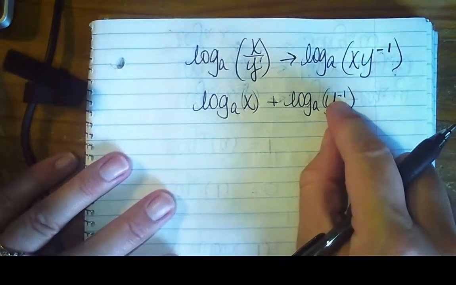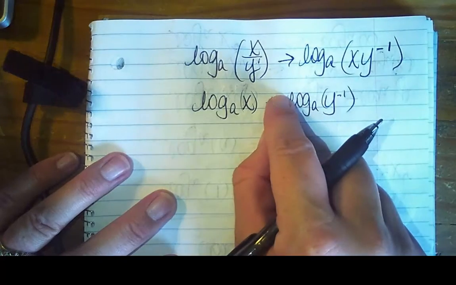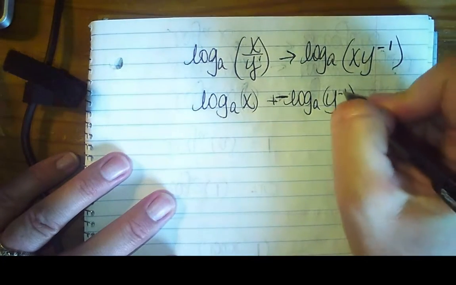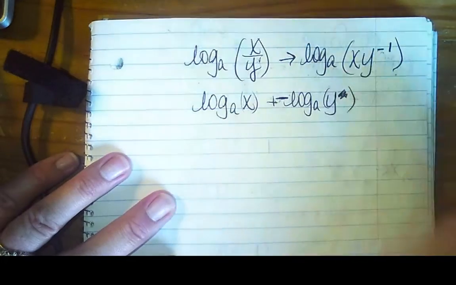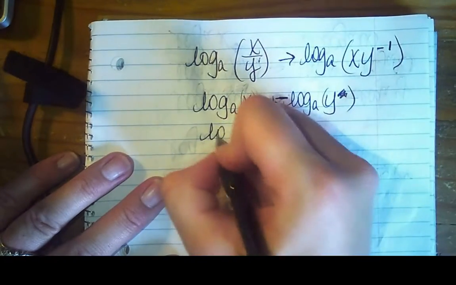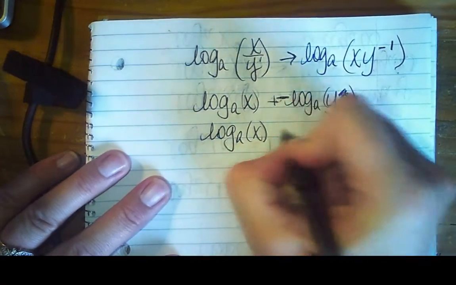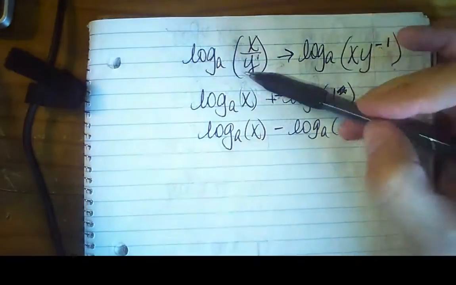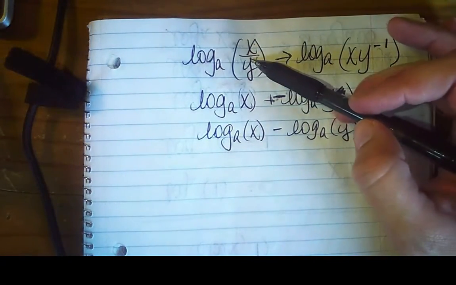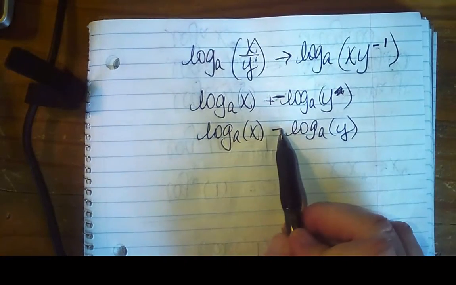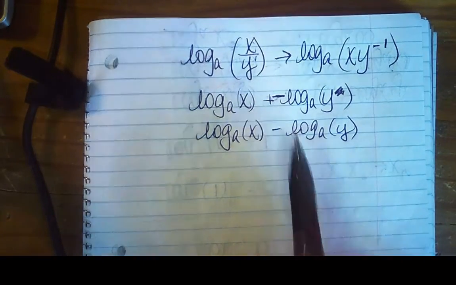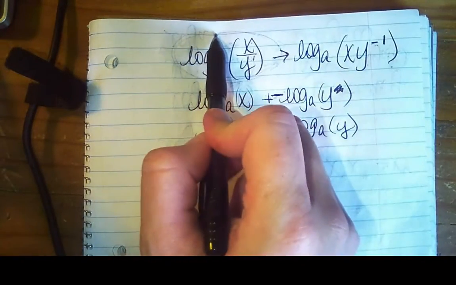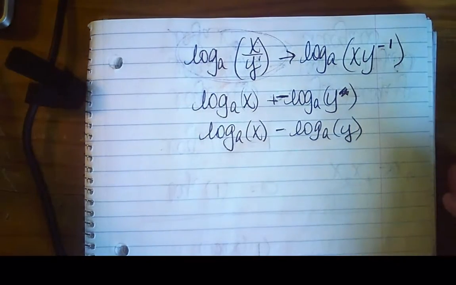Well, what did I just learn I can do to exponents? I can drop them out front and change it into a coefficient. So that -1 drops out front, and now it's plus a negative, which means this is now log A of x minus log A of y. So if it's division on the inside, it will be subtraction on the outside. Okay, so what we call this is expanding. I have taken a single log and I have expanded it into multiple logs.